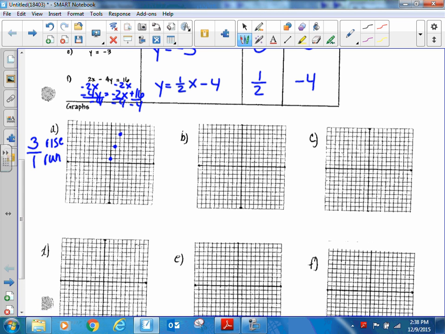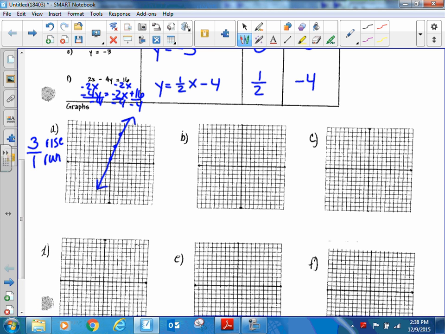So now that I have 3 points, I'm going to use a straight edge. We should use straight edges so we're as accurate as possible, even though it's going to be hard for me. And I'm going to connect those points and make a line. You do need arrows on your line. If you do not have arrows, that is not right. The arrows show that that line goes on forever. All right, let's try another one.